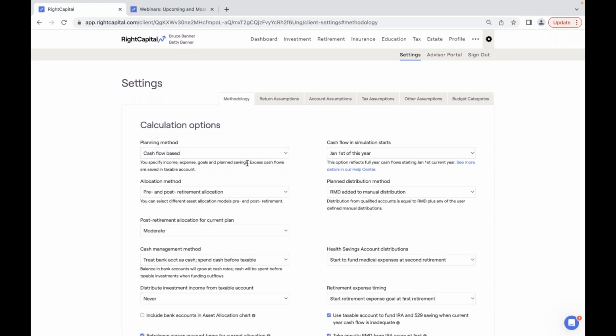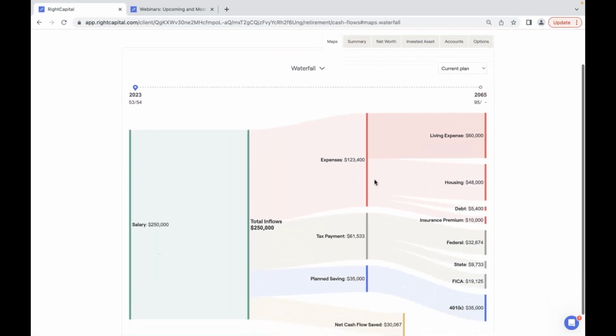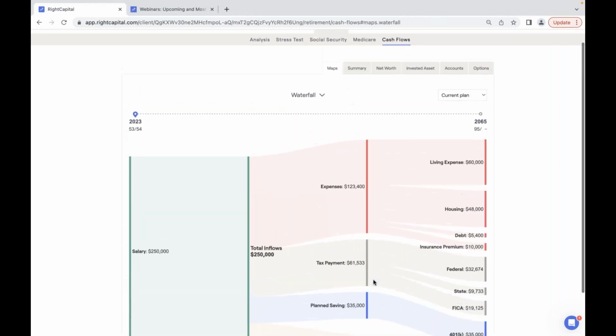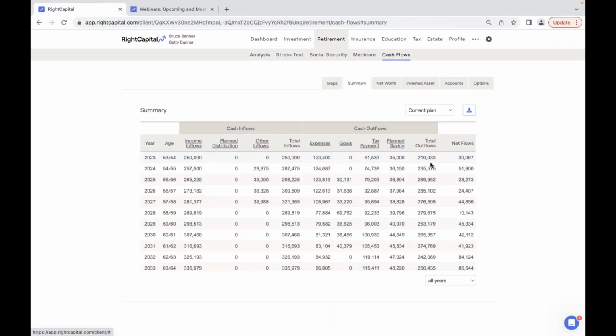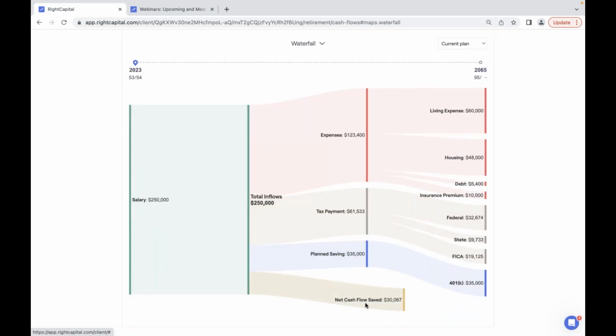So as we switch this to excess cash flows are saved into a taxable account, let's head back to that retirement cash flow and see where the changes take place. So previously in 2023, we had an excess around $20,000 that was being spent off and ignored. What we now see in this waterfall diagram is that the spent unsaved cash flows area is no longer here. Same as the summary tab, we can see there's no longer a column for spent unsaved cash flows, and instead the positive net cash flows has increased to 30,000 as opposed to 10,000.